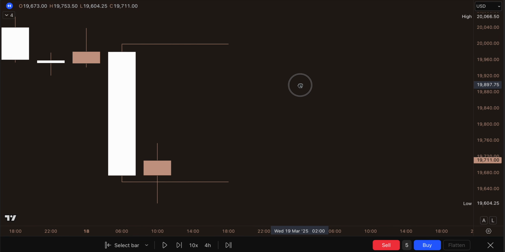Now, there are three types of liquidity that price draws towards. The first one is resting liquidity, which are passive orders, simply stop losses above or below key highs and lows, which is easy fuel for the market movers. The second is implied liquidity, which is anticipated orders: retail breakout buys above resistance or sells below support.